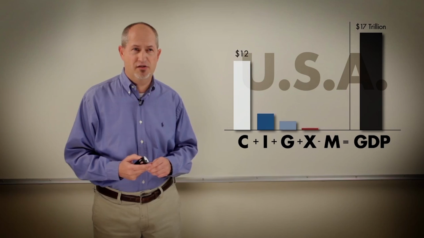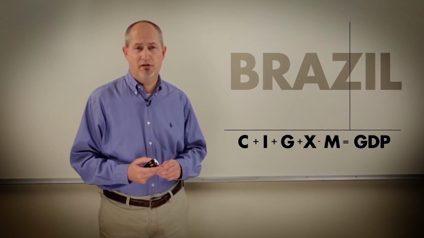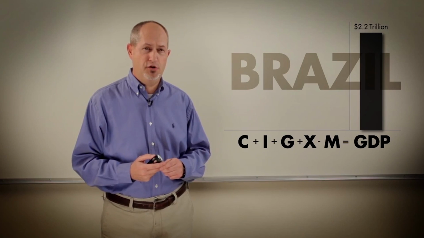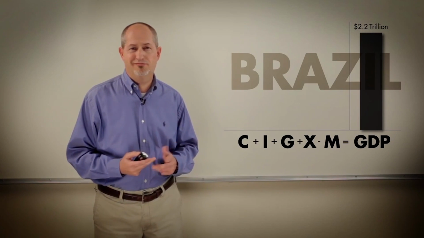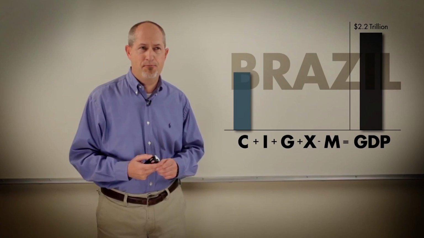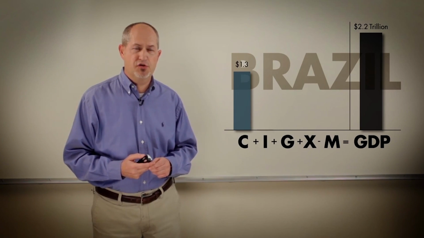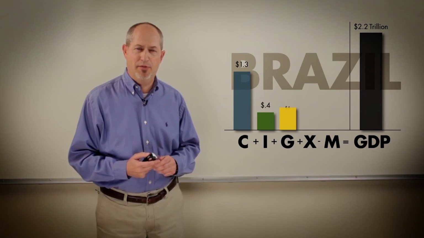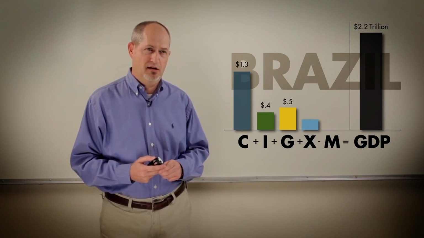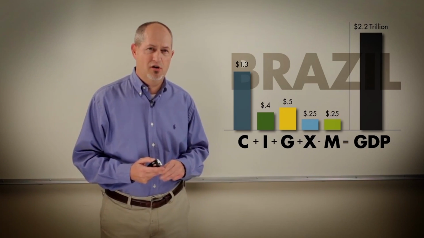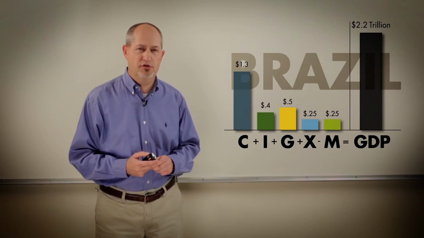To give you a comparison, if you're taking this class in Brazil, last year's fiscal year had a GDP of about $2.2 trillion, or roughly an eighth of the United States GDP. 1.3 trillion in consumer spending, a little less than $500 billion in investment spending, about $500 billion in government spending, about $250 billion in both exports and imports, roughly balanced, for a total of 2.2 trillion.